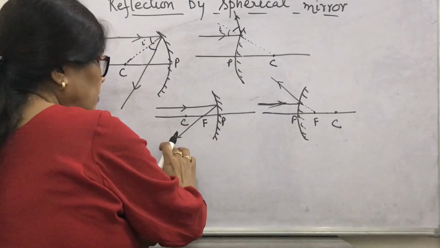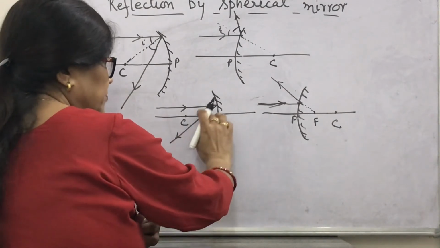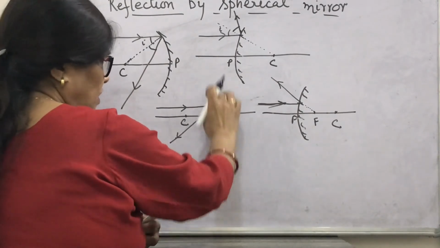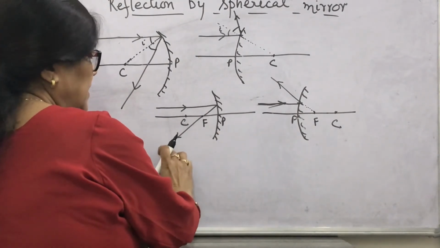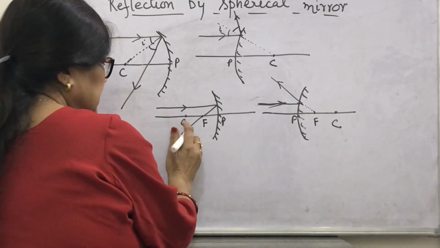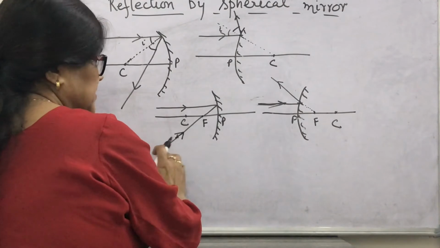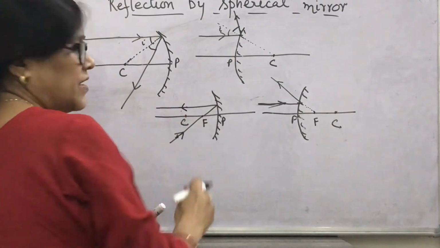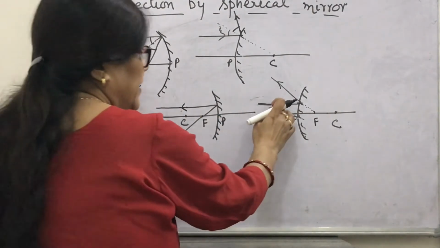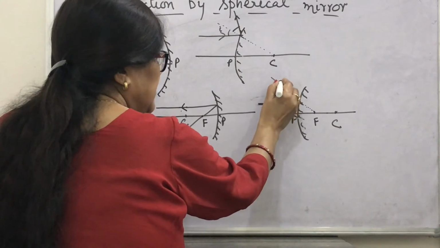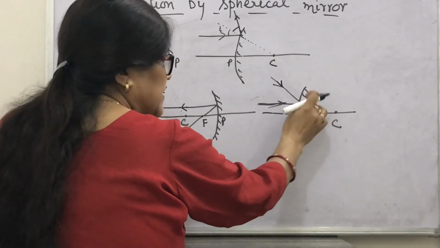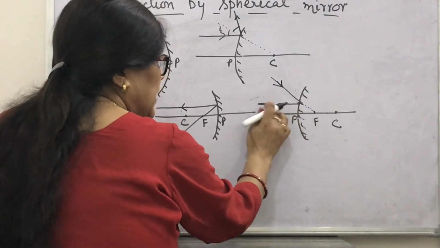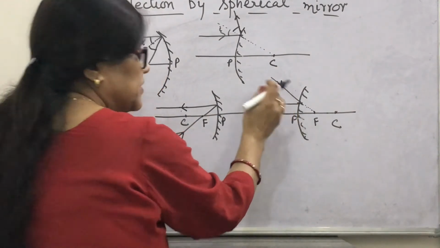Again, if any ray is passing through the focus for mirrors having a small radius of aperture, then a ray which is incident passing through the focus at the mirror will become parallel. Look here, I have reversed the case. Here also, if a ray is incident on the convex mirror in such a way that it appears to pass through focus, then after reflection this ray will become parallel to the principal axis.